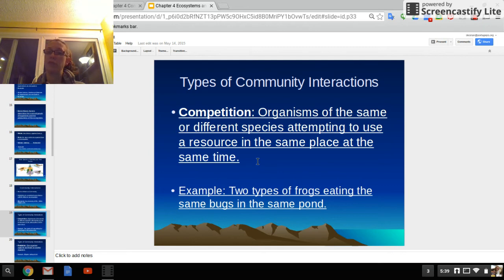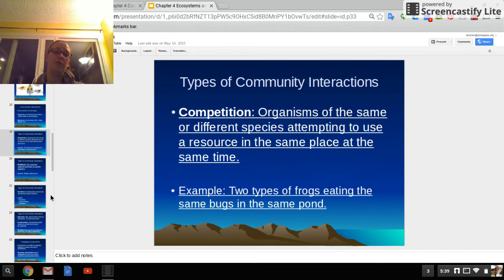Organisms of same or different species trying to use a resource or resources in the same place at the same time. So if you guys have ever heard of like an invasive species, which you probably have, we have lots of them here in Michigan. We're going to talk about them a lot in the next part of the unit, in segment 3. What you have is you have a new abiotic factor. You have a new species coming in and competing for resources that are already there. So that's why you start to see an effect on the current food web or food chain.